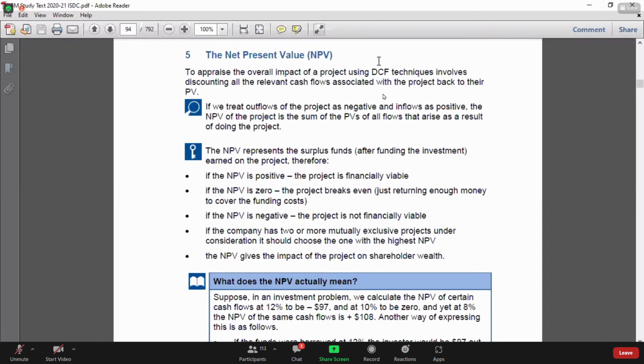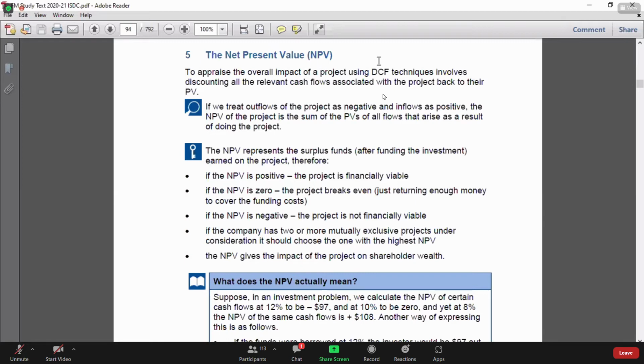As I mentioned, if the NPV of the project is negative, we assume that it is not viable. If the company has 2 or more mutually exclusive projects under consideration, it should choose the one with the highest NPV. As I mentioned, the project which gives high NPV should be selected.